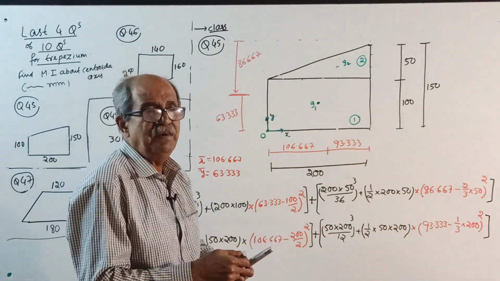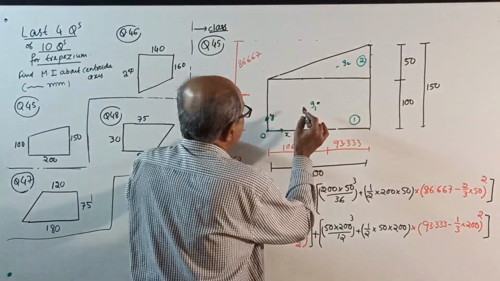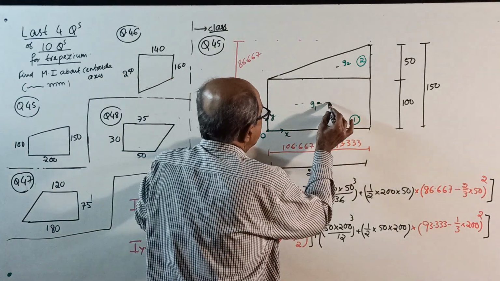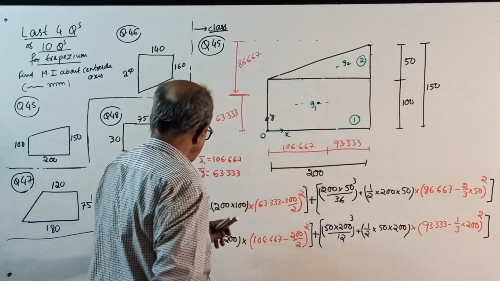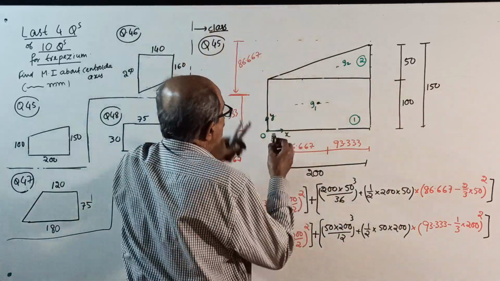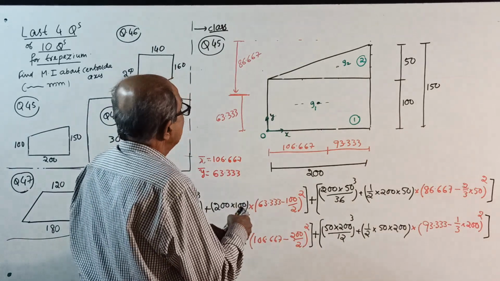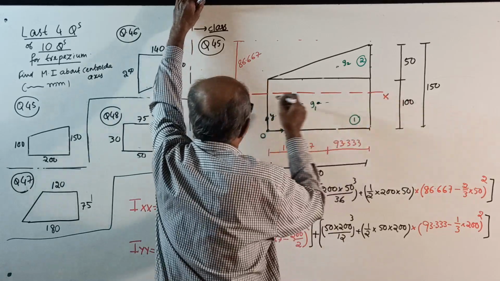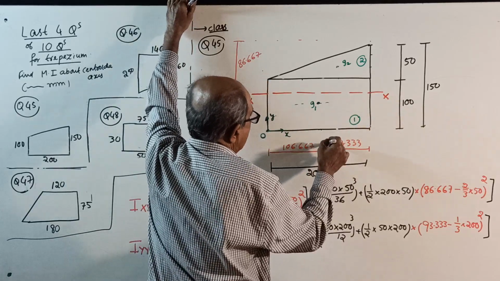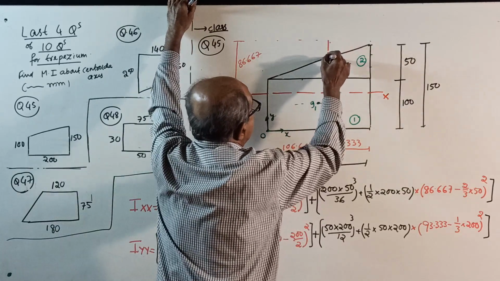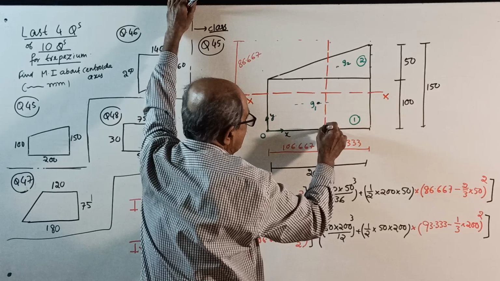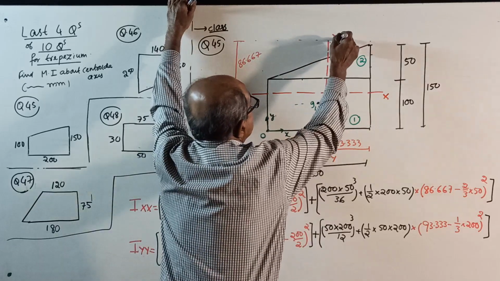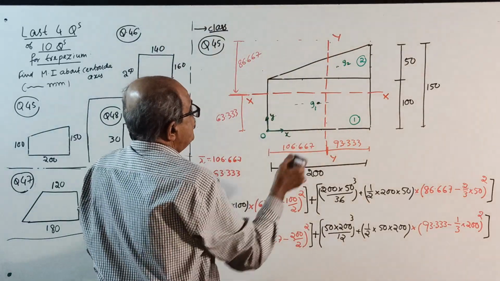Okay, now briefly start. I about XX. I about its own axis. BD cube by 12 plus area into, sorry, I did not mark the axis here. First you have to mark the axis. See? This is XX axis, forgot, right? XX axis, YY is here. Forgot, mark the axis only. YY axis. Start. I about, this is centroid G.